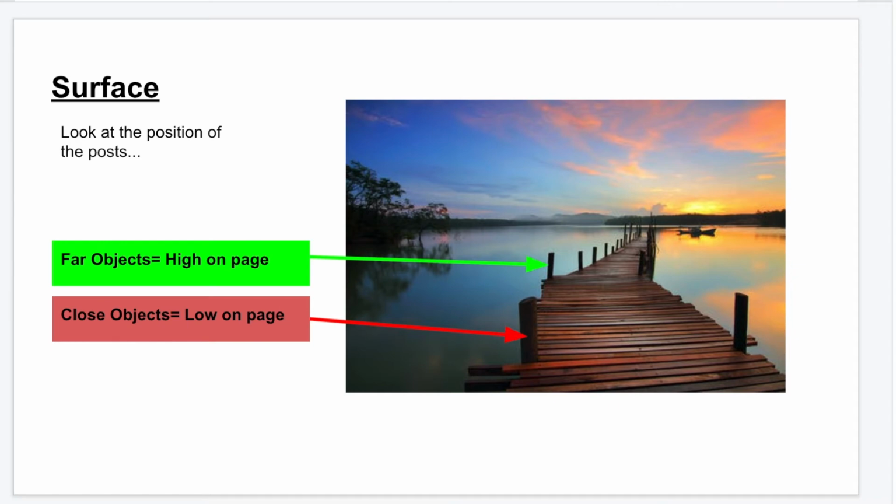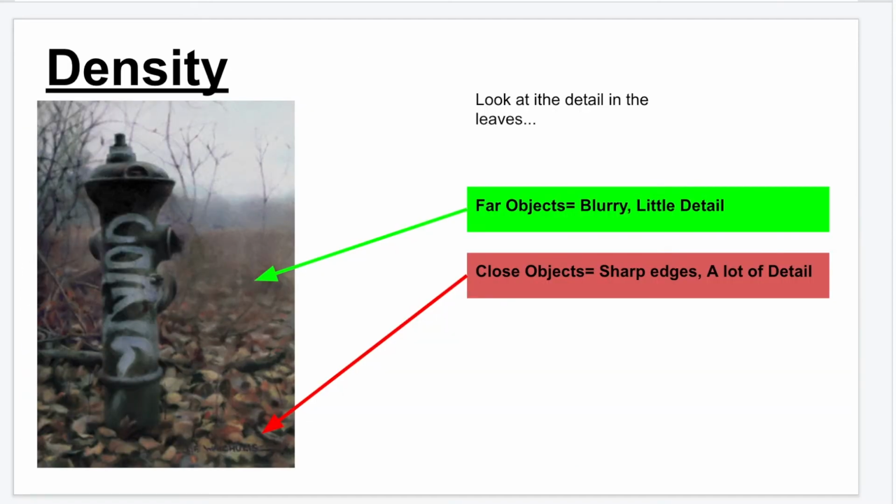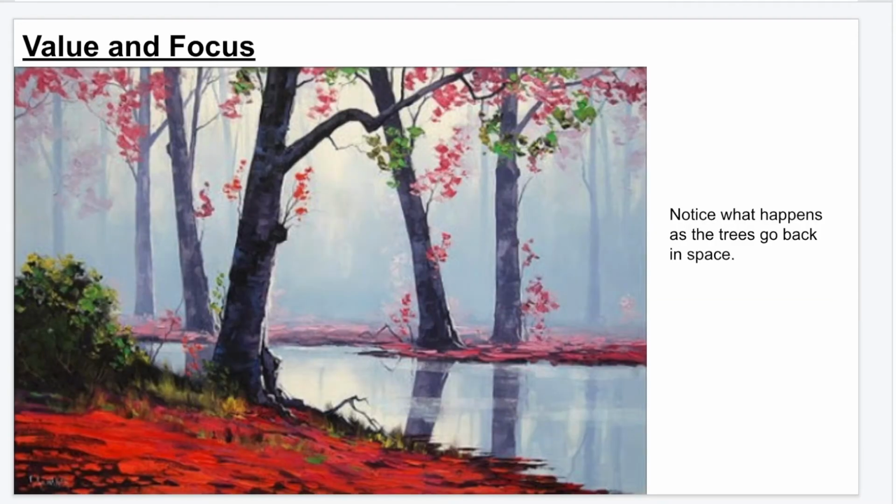Here's surface. So far objects are high up on the page, close objects are low on the page. Foreshortening is a technique where far objects converge and come closer together, and close objects move further apart. Density is where far objects are a little blurrier, have less detail, and fade away, and close objects are sharper with crisp edges.